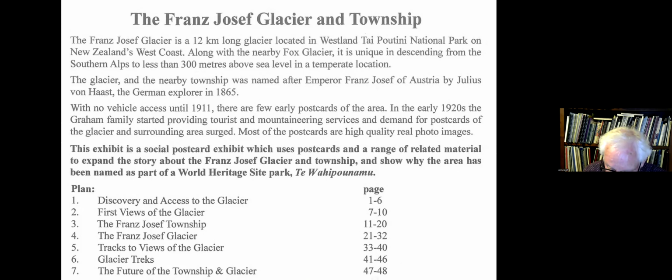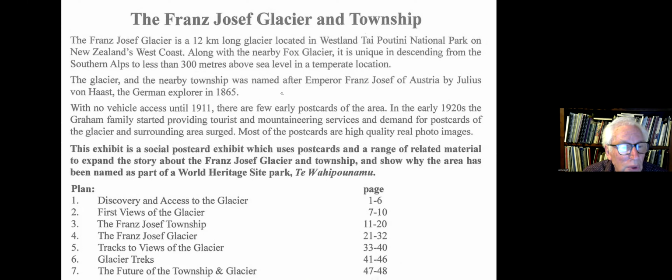It was named after Julius von Haast, who was a German explorer. He came past here in 1865. You couldn't get to it until 1911 by vehicle, so people used to go using horses. So that's the general introduction and the heading.